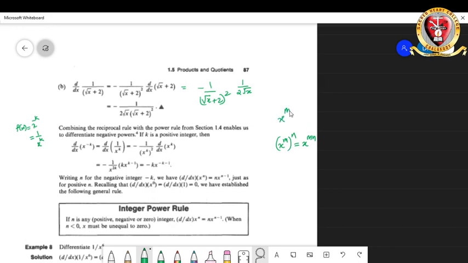So you have to recall x raised to m into x raised to n is equal to x raised to m plus n. Similarly, x raised to m minus n is nothing but x raised to m by x raised to n. So you have to use all these rules here to finally obtain that.